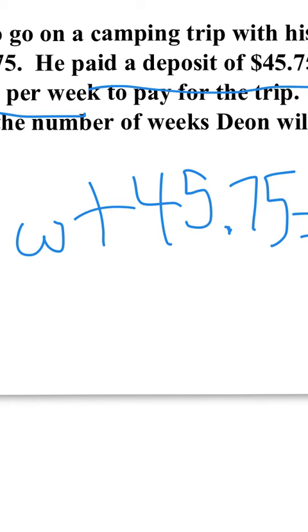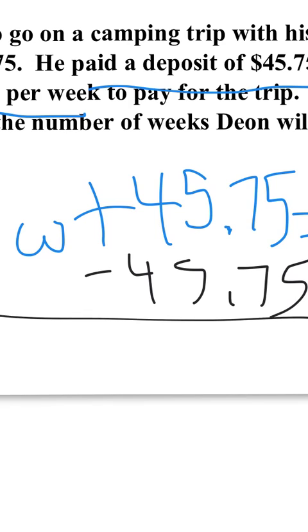So in this next part, we're going to evaluate the equation by using the inverse operation. So we're going to first subtract the $45.75 from each side, so we can see how much more he needs to save up. So we go 185.75 minus 45.75. And that leaves us with 140.